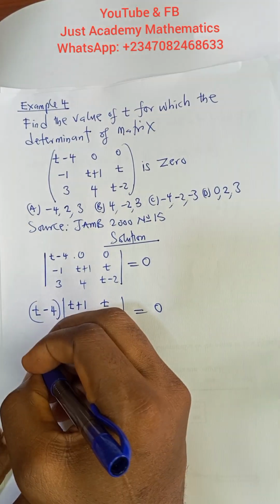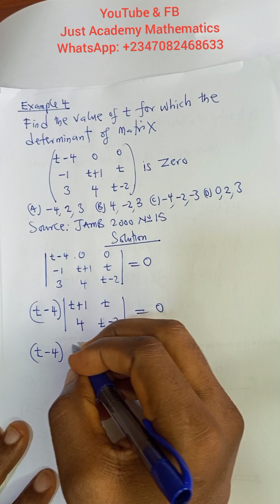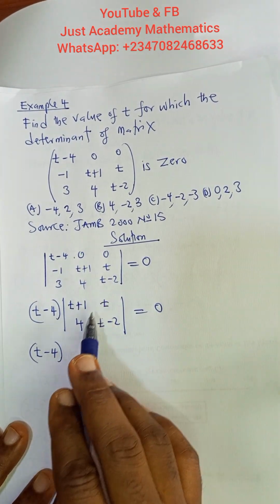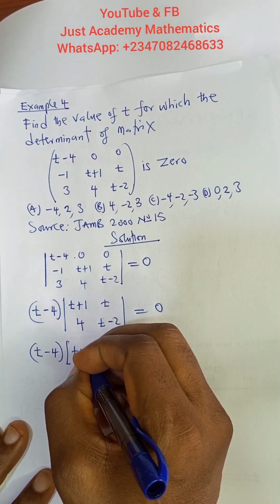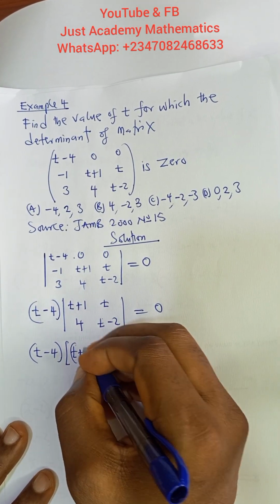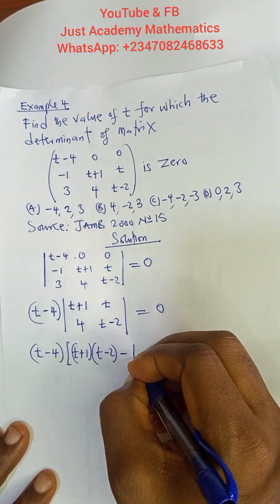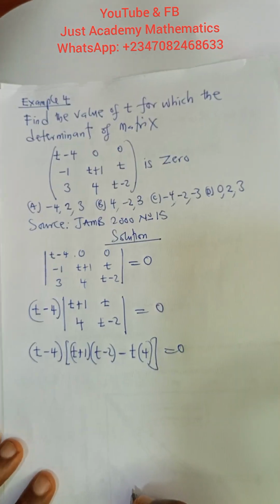So of course, this means t minus 4 times, you know the implication of this now. This is this time this minus this time this. So that will give us what? t plus 1 times t minus 2 minus t times 4 is equals to 0.